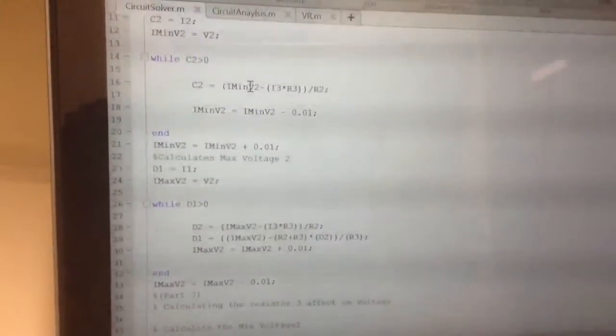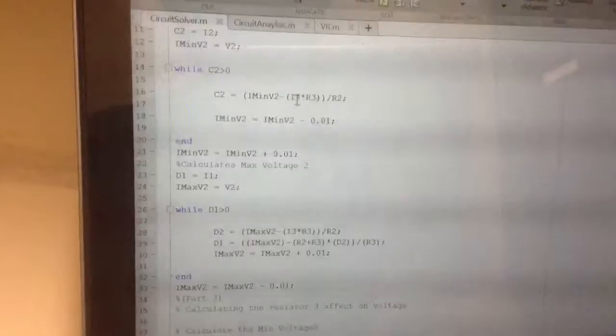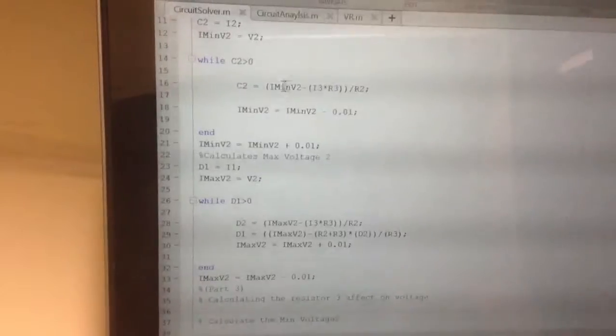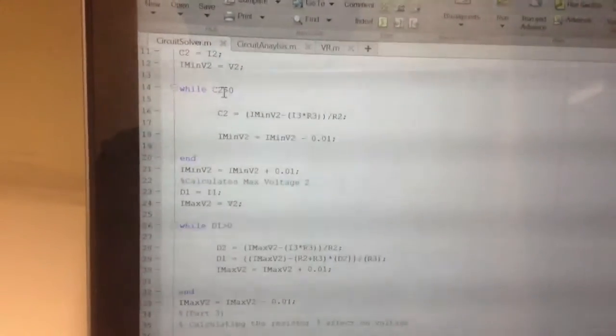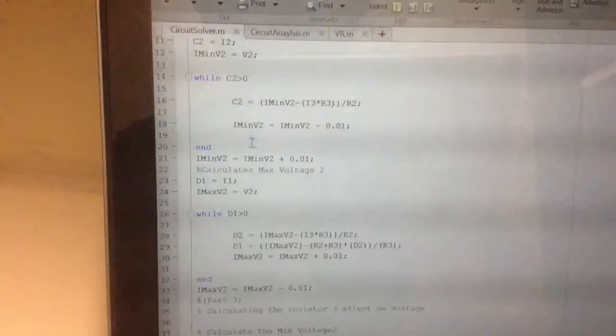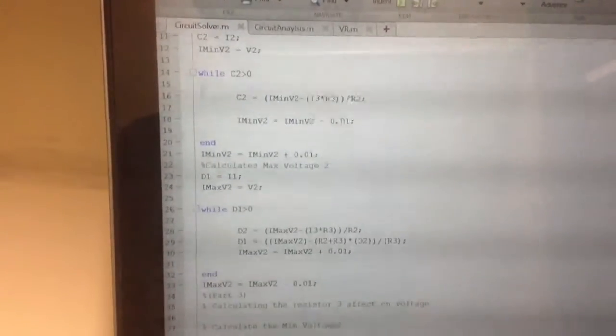We make the variable voltage minus a little bit. Keep going minus a little bit. I3, R3, R2 still keep the same. So when the voltage V2 decreases, the C2 will decrease also. After the moment the C2 keeps decreasing and becomes a negative number, the whole program has to be stopped.